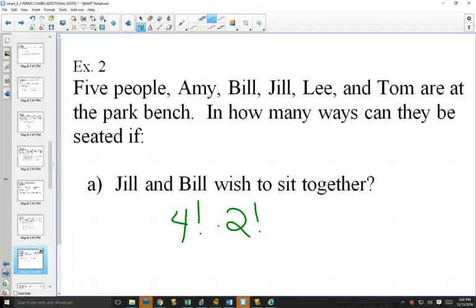Now, if we think of them as groups, Jill Bill is one group, and each of the other individuals are separate groups. So we could call the 4 factorial our number of groups. Number of groups. And the 2 factorial is because it's Jill Bill or Bill Jill, because that's the number in that group.